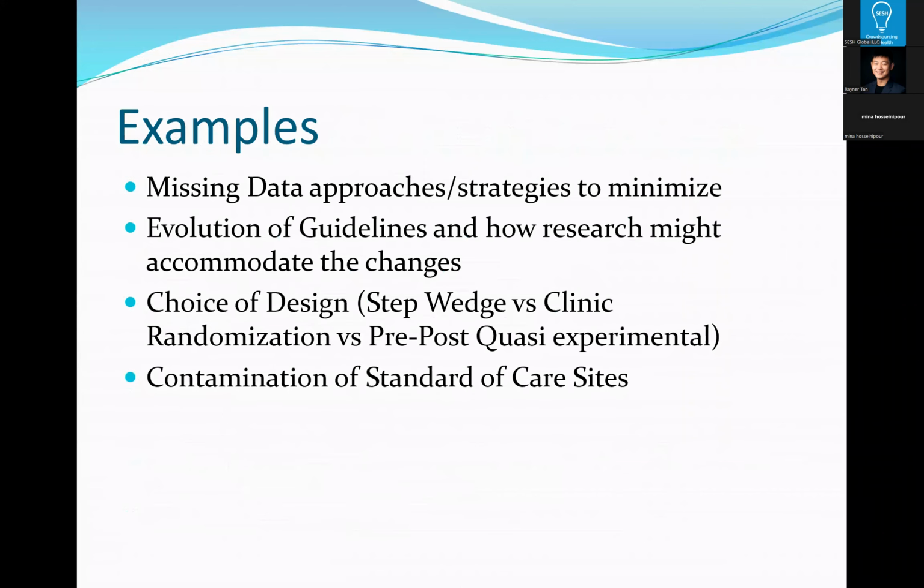Types of things that might come in are missing data approaches, strategies to minimize missing data, or strategies to minimize loss to follow-up. A lot of us do implementation science work in the HIV sphere, so we know that the guidelines are getting changed all of the time. Every year there's a new guideline. And how is your research designed so it could accommodate changes in guidelines?